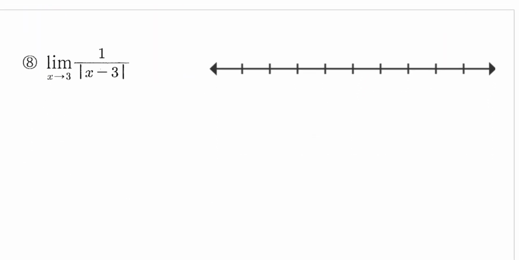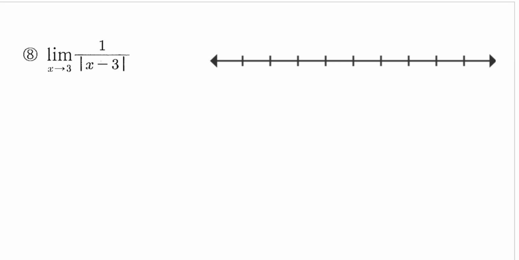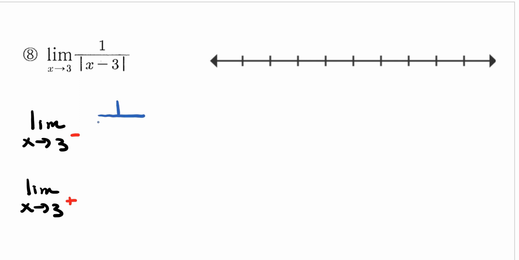Okay, so move on to question number 8 here. Unfortunately I have to do this the long way here because I'm approaching 3 from the left, and I'm also approaching 3 from the right of 1 over the absolute value of x minus 3. Actually, I'll put this in a different color here. Absolute value of x minus 3 and 1 over the absolute value of x minus 3.